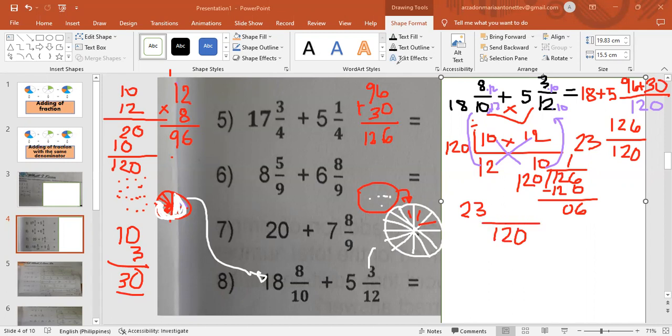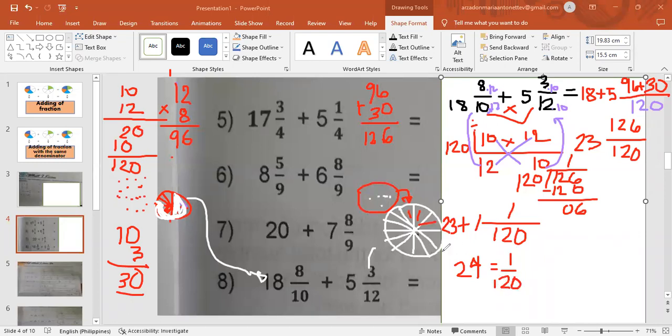Copy the whole number, which is 1 also. And then the other one, 6 over 120. But this one, we have to write the whole number. And don't forget the addition sign. So the answer is 23 plus 1 is 24 over 120.